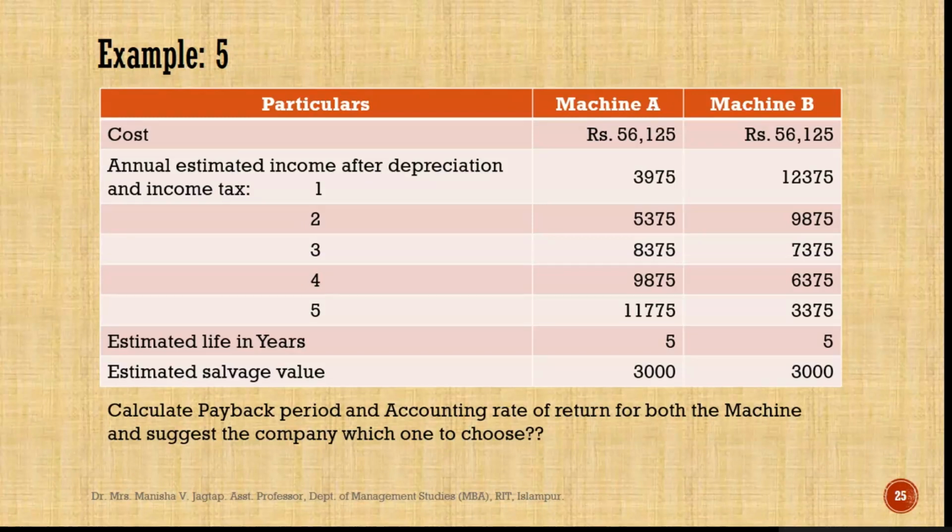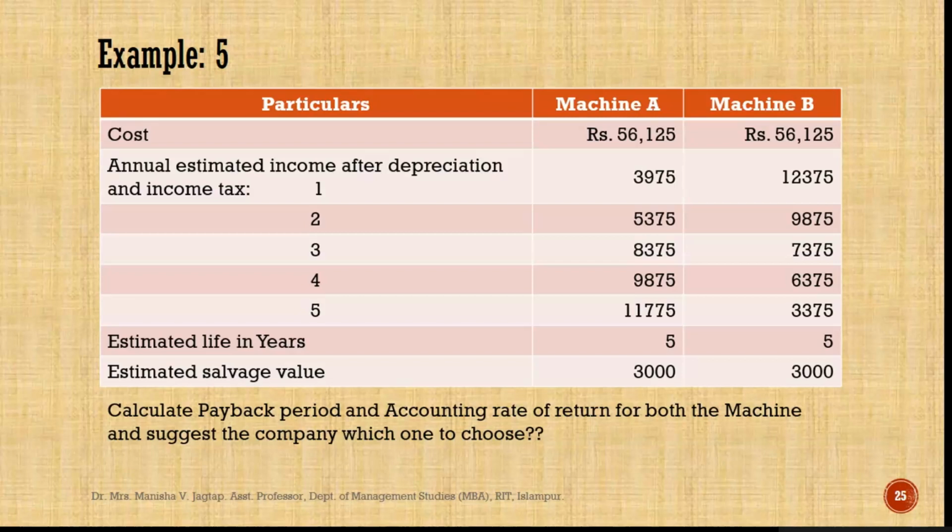And we can see here for machine A, 5 years cash inflow is given. For machine B, again 5-year data is given. Next is estimated life in years. Both machines have 5 years life, and estimated salvage value of both the machines is again the same, that is rupees 3,000.